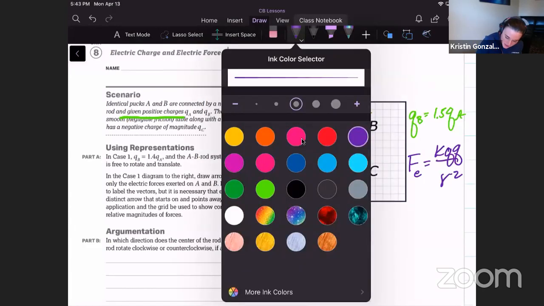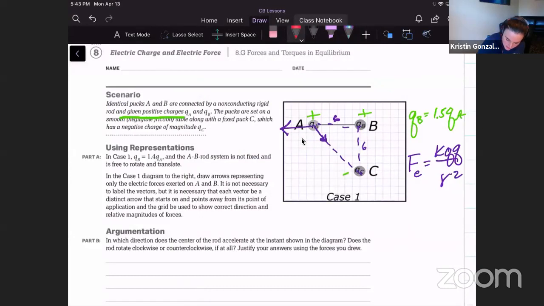Then if we do the same thing for B: if A is creating a force on B, then B is creating the same, equal but opposite force to the right on A. And B is also interacting with C, attracting it, and it's got the same distance, so it will be the same force.